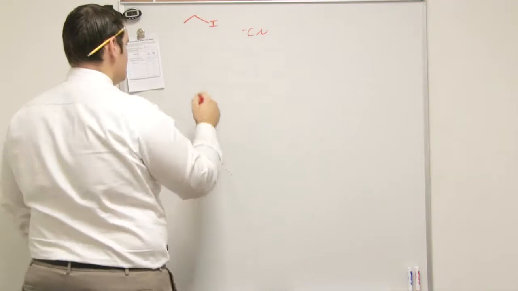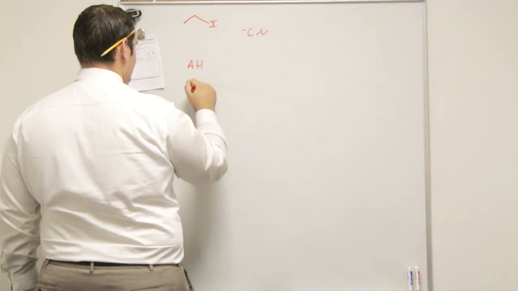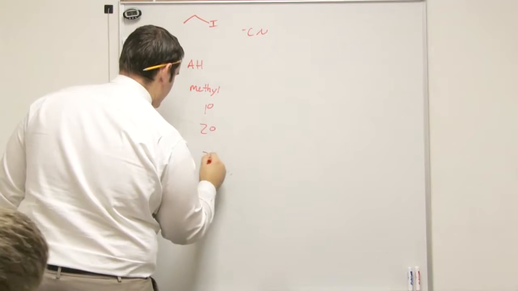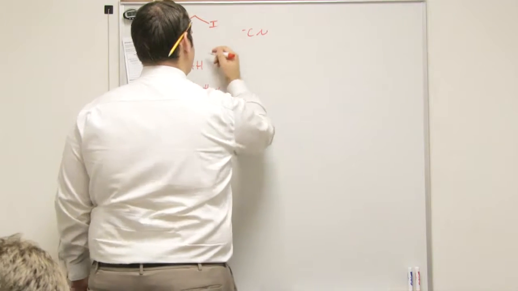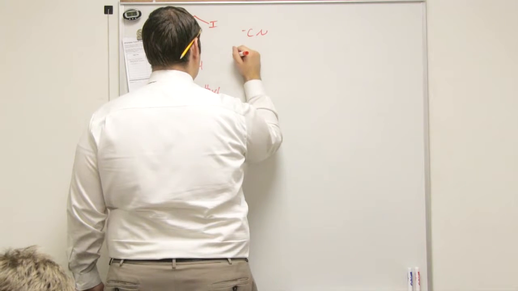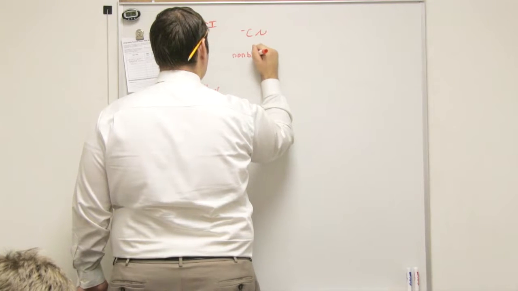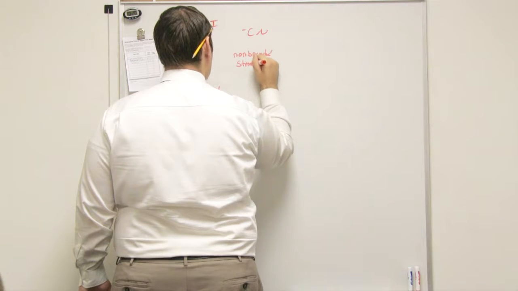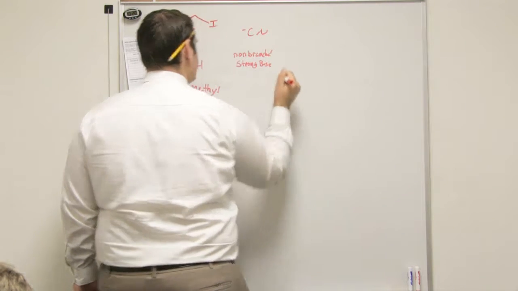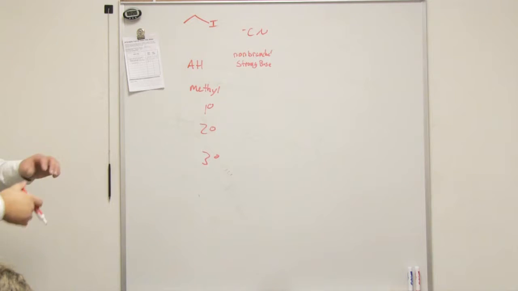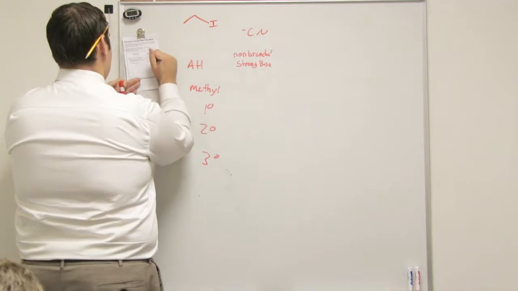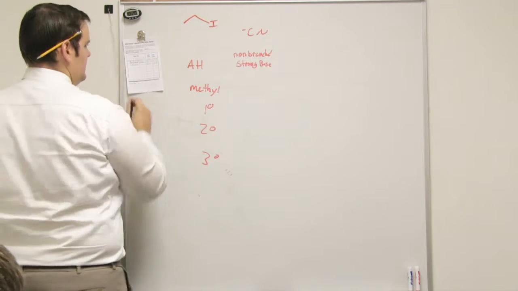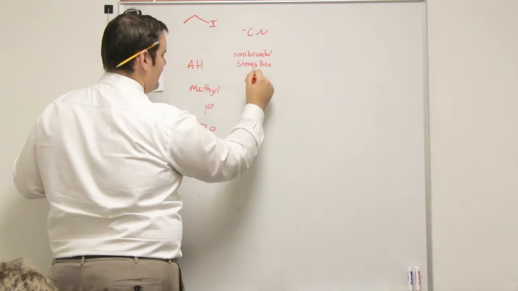We usually do this chart. If this is our alkyl halide, we have methyl, primary, secondary, and tertiary. React it with a non-branched strong base. So this is all the principles you learn in chapter 8. An example of a non-branched strong base is your ethoxide.